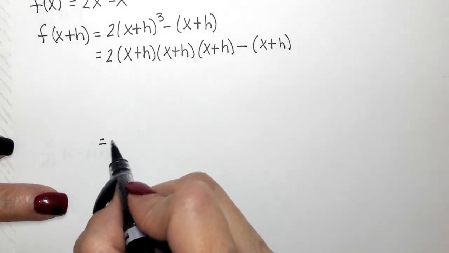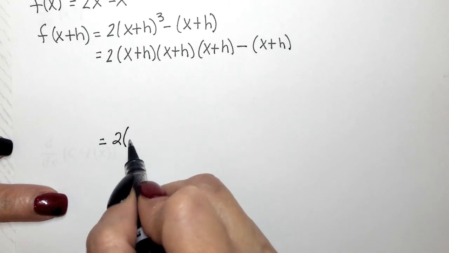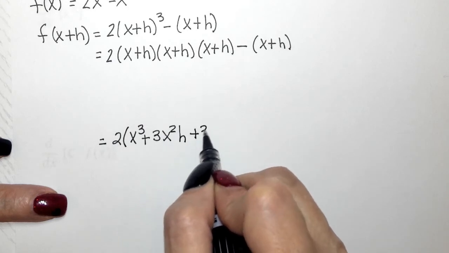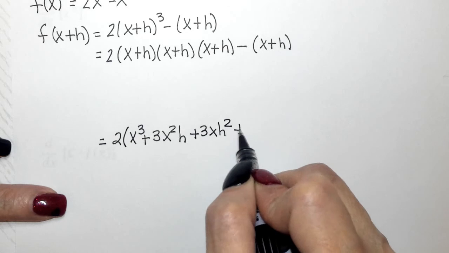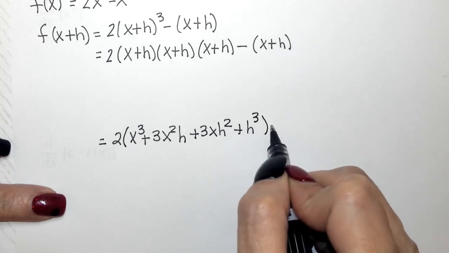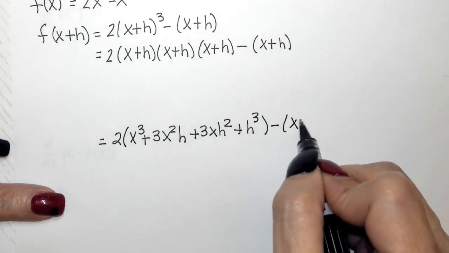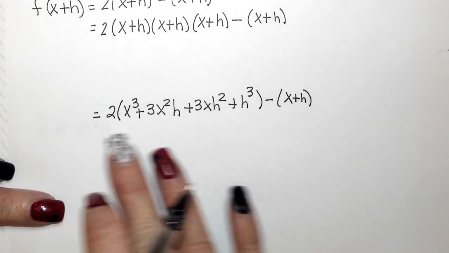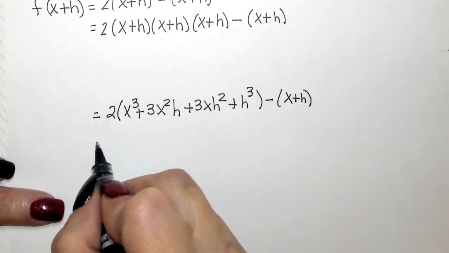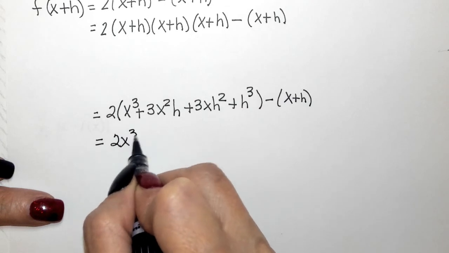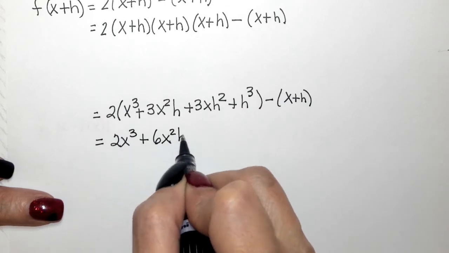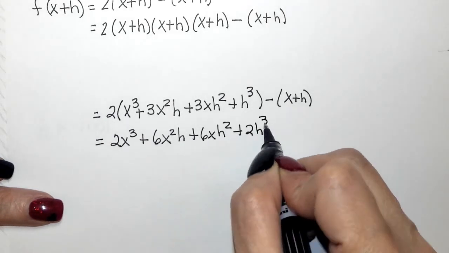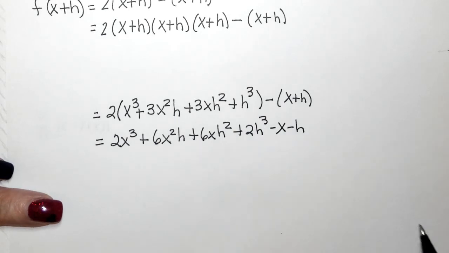But if you work it, here's what I got. I ended up with 2 times x to the third plus 3x squared h plus 3xh squared plus h to the third, minus x plus h, once I multiplied that mess out. Then I took the 2 across, and it ended up looking something like this: 2x to the third plus 6x squared h plus 6xh squared plus 2h cubed minus x minus h.